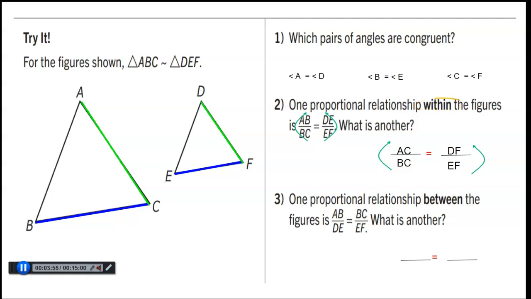Now, let's compare proportional relationships between the figures, like AB to DE and BC to EF. What is another proportional relationship between the figures? Pause the video and answer the question. Welcome back. Another proportional relationship between the figures is going to be AC to DF and BC to EF.